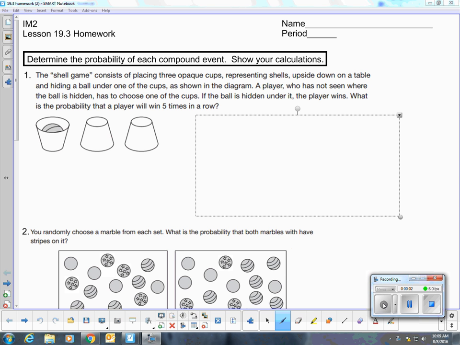Section 19.3 involving compound probability. So today we're going to be using the compound rule for AND. And that compound rule for AND means to multiply the outcomes of each event.